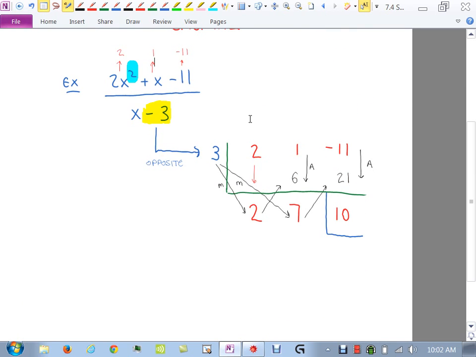Okay, back to this. So we have the 2. Now we know, again, that because the power up there was 2, this first one is going to represent 2x. So I'm ready to write my answer below this. I use this information to write 2x, and then my next piece is what? A positive 7, so plus 7, and then my remainder, plus 10 over, now my divisor I know, it's x minus 3.